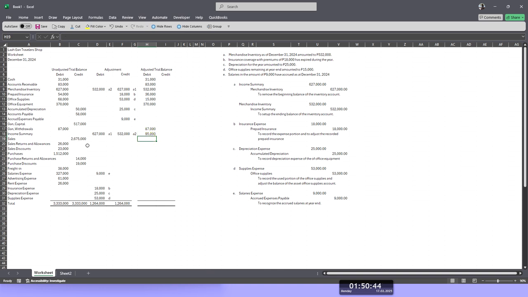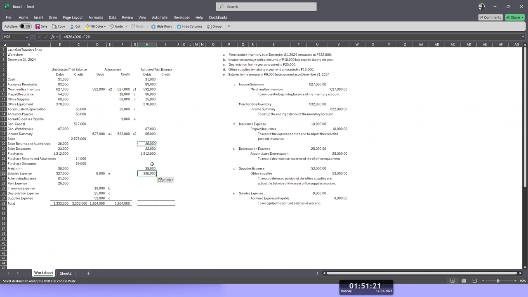And then the sales account has a normal credit balance. Sales returns and allowances has a normal debit balance, so paste the formula there, debit plus debit minus credit. The same also with the sales discount. Then we have purchases, which has a normal debit balance. Purchase returns and allowances has a normal credit balance, so I'll skip that for now.